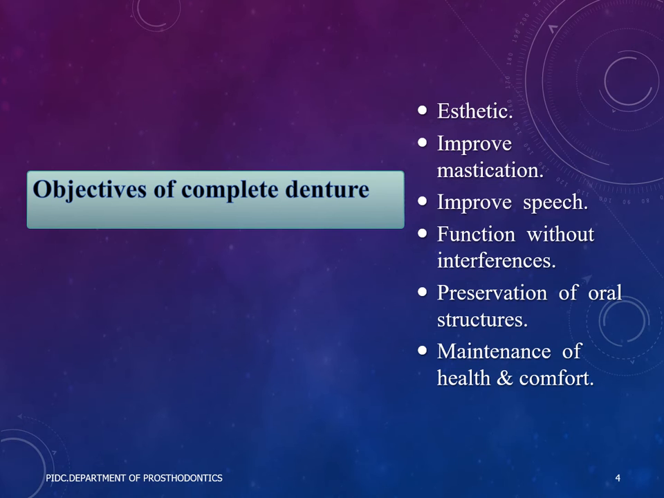So what are the objectives of doing a complete denture prosthesis? When you see a patient who is completely edentulous, who walks into your OPD, and is supposed to be dealt with by you, at the end of the fabrication of your prosthesis, your complete denture should provide aesthetics, definitely, then improve mastication, improve speech, and also enhance function without any interferences, then preserve the remaining oral structures, and also help in maintenance of health and comfort.